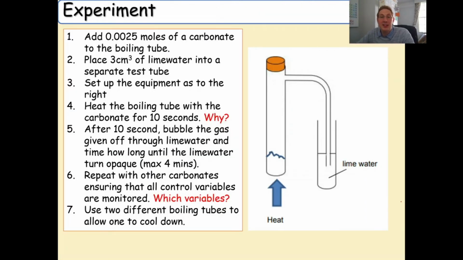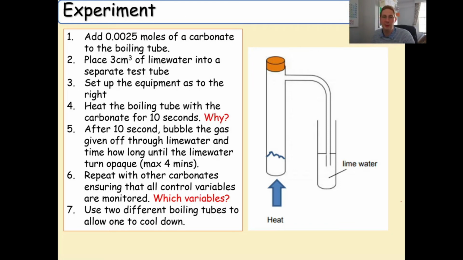This is something you need to know well. I've seen it many times on exam questions. They ask you to describe how you would do an experiment to look at the trend in stability of the group 2 carbonates or the group 2 nitrates. And for the carbonates, you would use some sort of Pyrex tube, you would heat it, you would bubble the gas through lime water, and you would time how long it takes for the lime water to go cloudy.